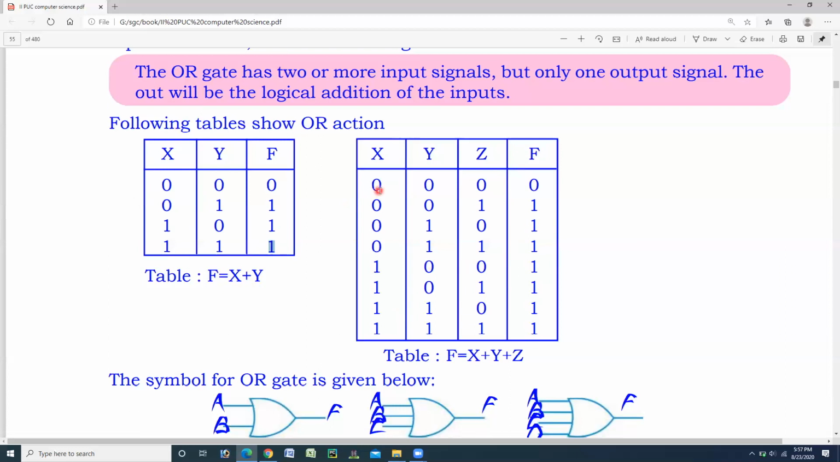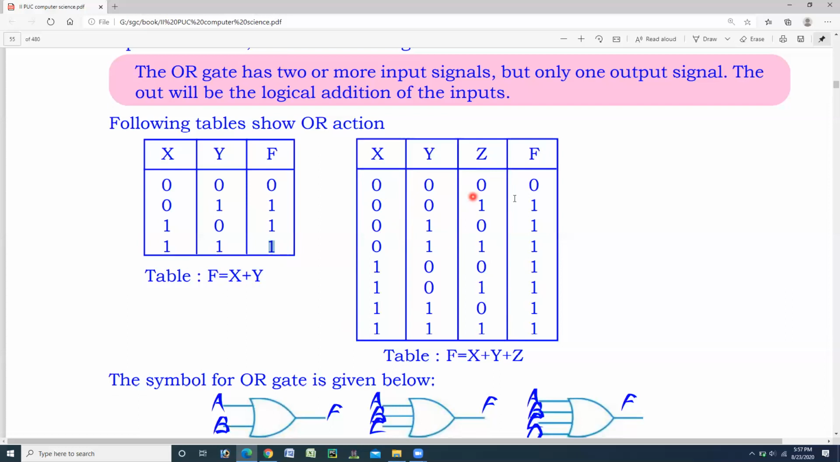You write the binary numbers in 3 bits in different combinations: 000, 001, 010, 011, 100, 101, 110, and 111. It means it started from binary 0 to 7. 0 to 7, 3-bit binary numbers written in different combinations. That is the permutation combinations. Right? Then check out the logical addition.